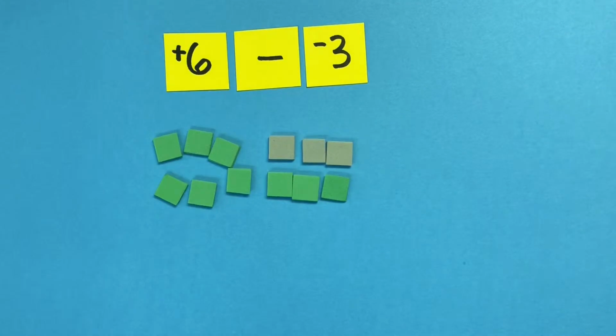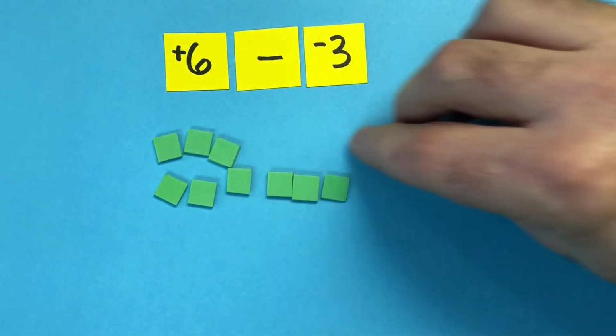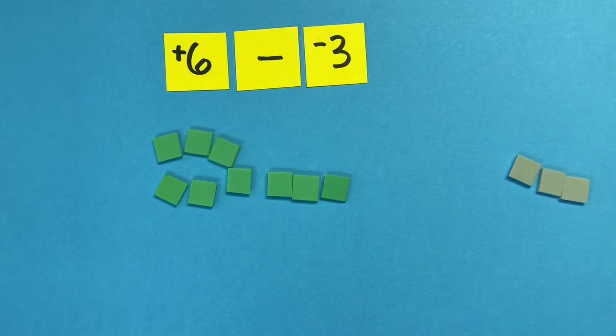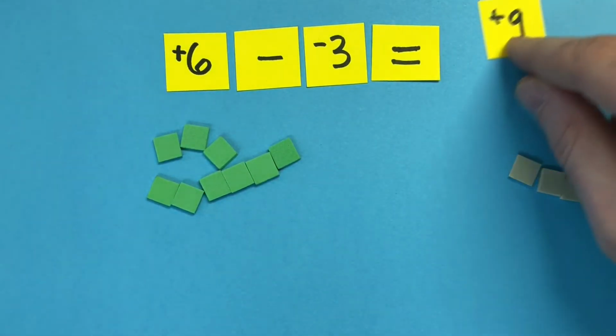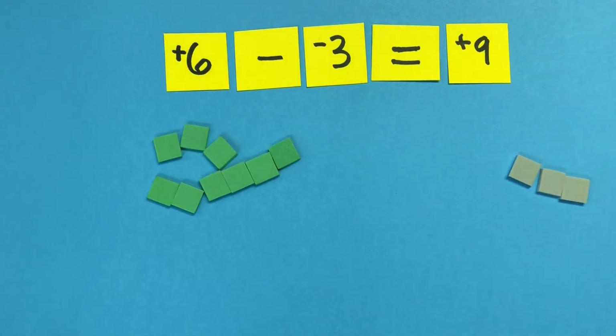this number that we see is still positive 6, and the students should be used to seeing this and reading this as positive 6. Now we can take away those 3 negatives, and we can see what we have left, positive 9. So positive 6, take away 3 negatives, or negative 3, equals positive 9.